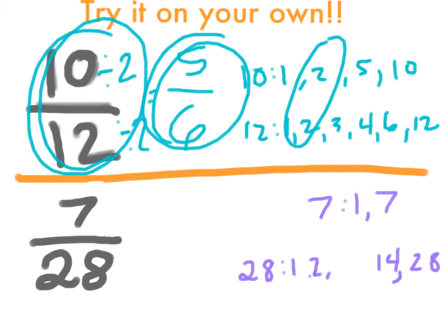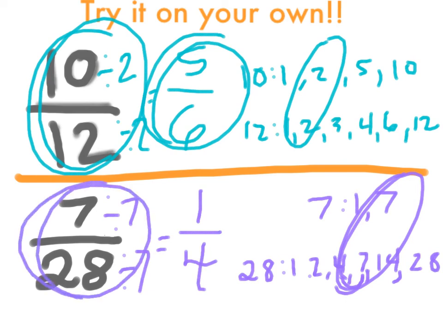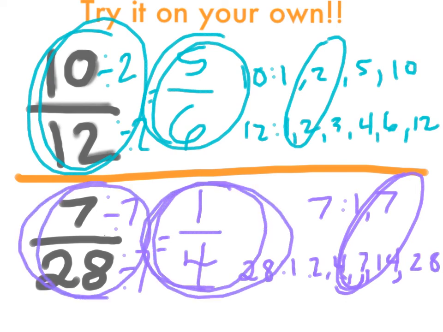Can 4? Well, can it? 4 times 6 is 24, so an additional 4 would be 4 times 7, and then 5 times nothing makes 28, and then 6 times nothing makes 28. So here I go. I've got my 1 in common, and I've got 7 in common. So if I divide each by 7, 7 divided by 7 is 1. 28 divided by 7 is 4. So 7/28 is equivalent to 1/4.